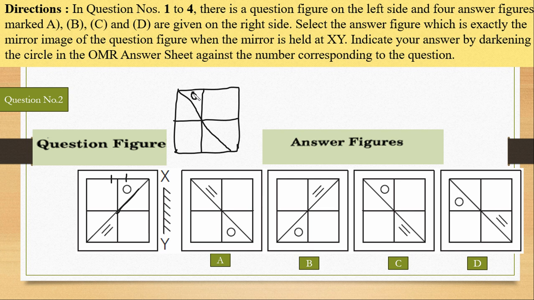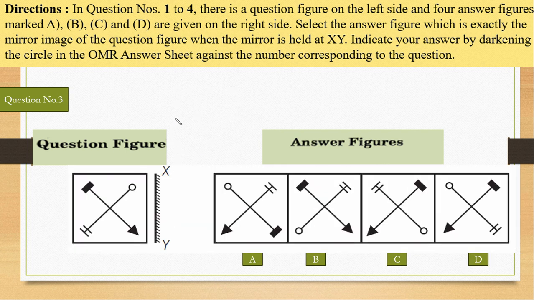And the figure below appears on this side of the quadrant, so in the mirror it should appear on the right hand side. Where exactly on the right hand side, this side or this side? You can predict it like this: it is currently on the right hand side and it should go to the left hand side, so it is on the left hand side. So this is the mirror image. The matching figure for this is option C. Let us move on to the next question.